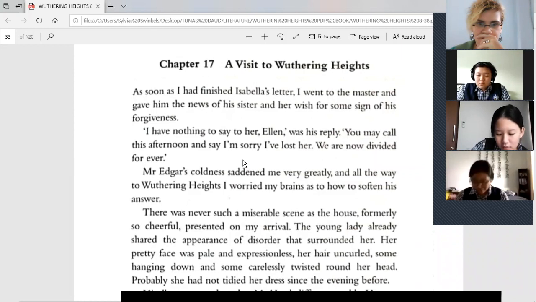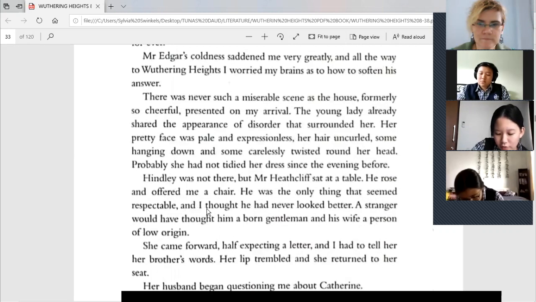Mr. Edgar's coldness saddened me very greatly, and all the way to Wuthering Heights I worried my brains as how to soften his answer. There was never such a miserable scene as the house, formerly so cheerful, presented on my arrival. The young lady already shared the appearance of disorder that surrounded her. Her pretty face was pale and expressionless, her hair uncurled, some hanging down and some carelessly twisted round her head. Probably she had not tidied her dress since the evening before.